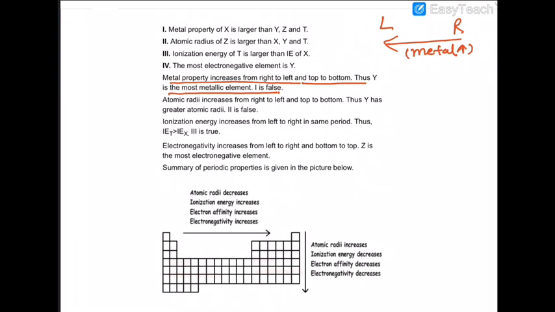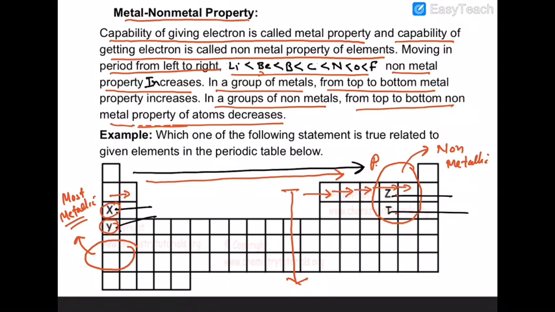So in this scenario, X and Y, metallic property, if you move down, will increase. So X and Y are metallic. Z and T are non-metallic. Z is more non-metallic than T, and Y is more metallic than X.